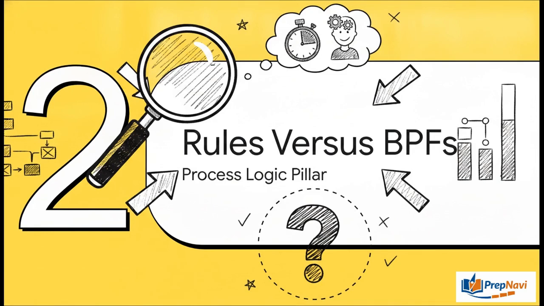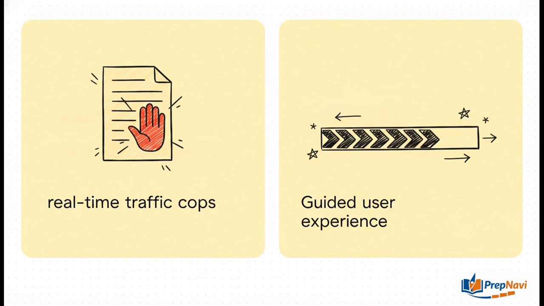Moving on to number 2, business rules versus BPFs. Let's zoom in on that process logic pillar, focusing first on a massive comparison you'll need to make. The syllabus explicitly demands that you know how to configure both business rules and business process flows, and you have to distinguish between the two. Think of business rules as your real-time, form-level traffic cops. They instantly hide fields, pop up error messages, and set default values right as the user is typing.